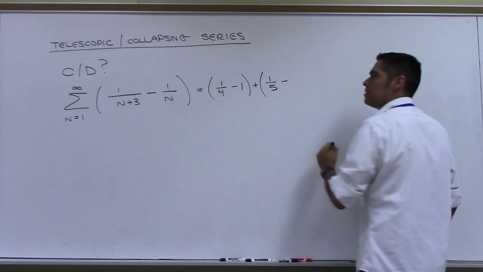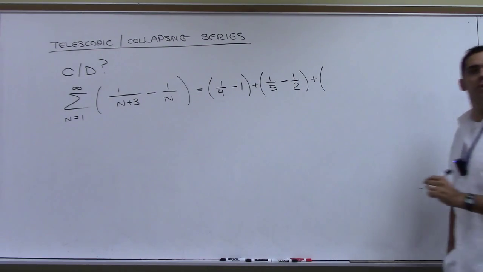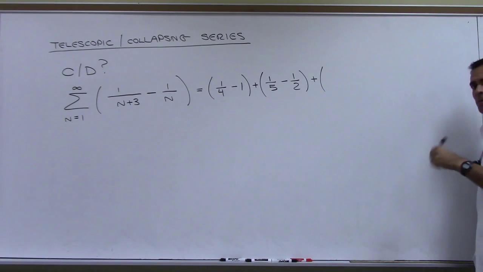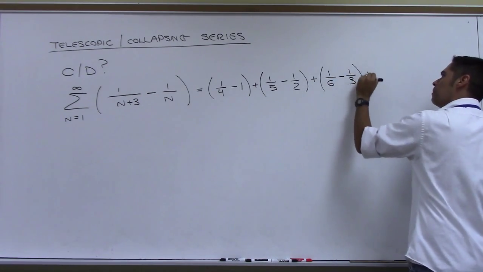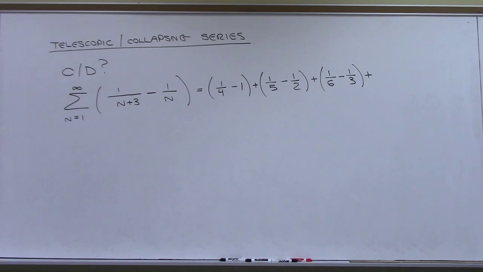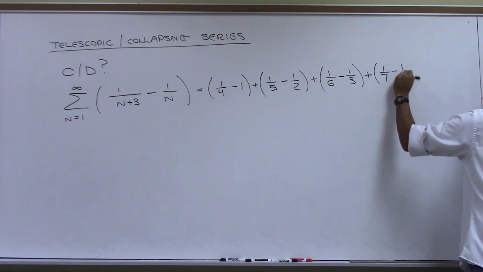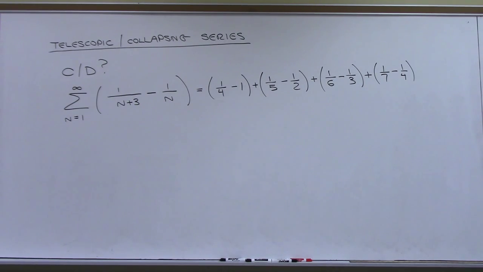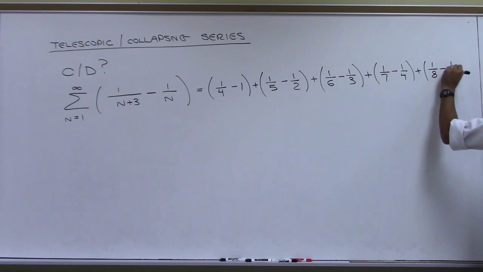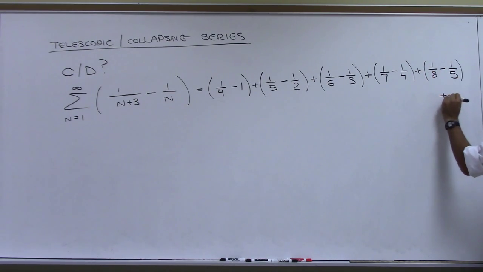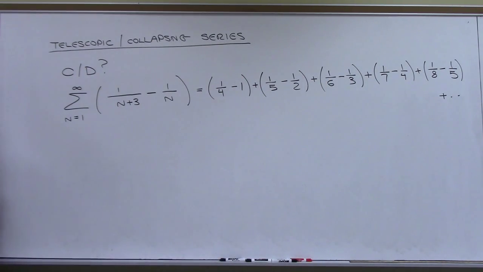1/5 minus 1/2 plus what? Keep going. 1/6 minus 1/3 plus 1/7 minus 1/4, right? Plus, I keep going, right? When do I actually stop? I never actually stop, right? It keeps going forever. Does anybody see something in there?